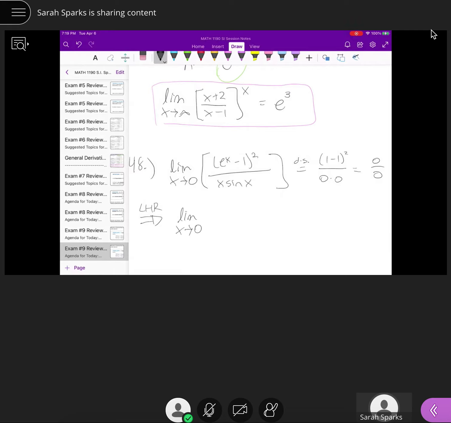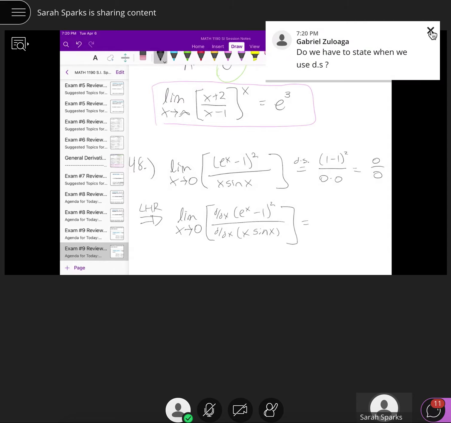Alright, so we're still having our limit, and then we're going to have d/dx of (e to the x minus 1) squared over d/dx of x sine x. For our top one, we're going to have to use chain rule, and for our bottom one, we're going to have to use product rule. Always ask yourself before you take the derivative, is there some other rule that we have to use?